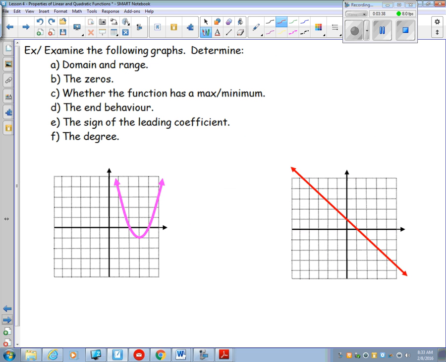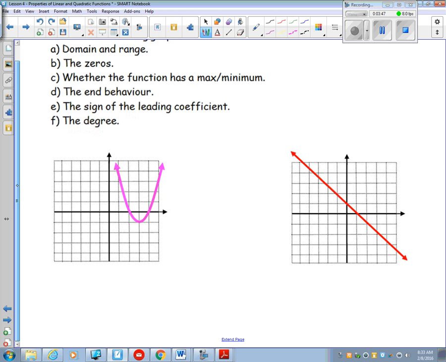So let's take a look at the first example. I want to look at these graphs and figure out some properties of them. Okay, I want to know the domain, range. Now, some of these things are things we've done before. These aren't tricks. They aren't new things. Just a little bit of practice of old things.